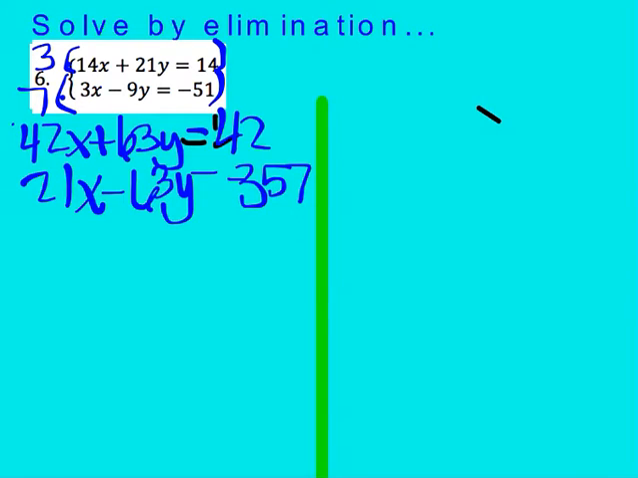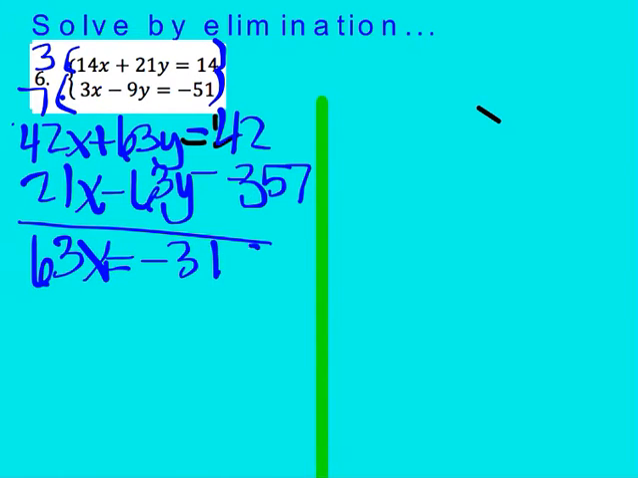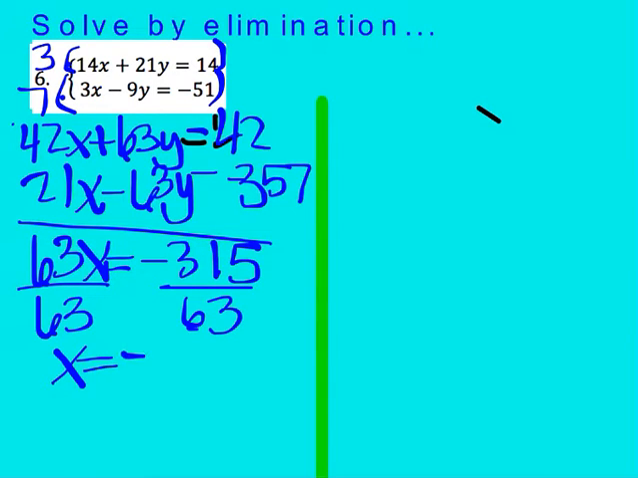So now we're going to go ahead and add down the columns. So 42 plus 21, that's going to give me 63. Then that's going to be equal to 42 minus 357, which is going to give me negative 315. Okay, then I'm going to go ahead and divide both sides by 63. And when I do that, I end up getting that x is equal to a negative 5.